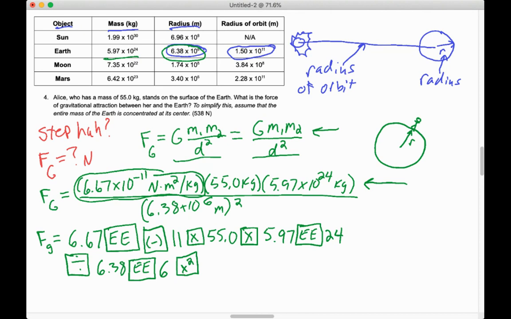6.67 EE negative 11 times 55.0 times 5.97 EE 24, and then divide by 6.38 EE 6, and then x squared. And again, on the calculator display, it really looks like it's only squaring the 6, but it is actually squaring the whole thing. And then you hit enter, and you get a number that says 538.0485893. So we'll just call it 538.